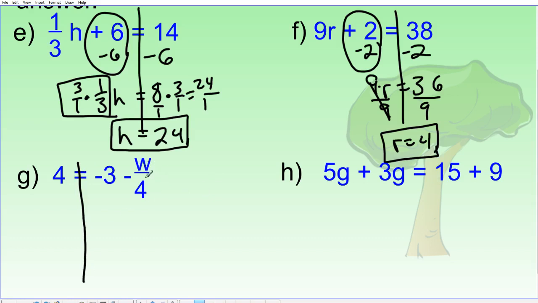Here, my variable is being divided by -4, and it's also being subtracted by 3, or added by a -3. So the first thing we're going to get rid of is this -3 out front. Get rid of add and subtract first. So to get rid of a -3, I'm going to use a +3. 4 plus 3 is 7, and this is a place that I've actually seen some mistakes in the past. So caution yourself here. Do you have just W/4? If you do, you made a mistake.